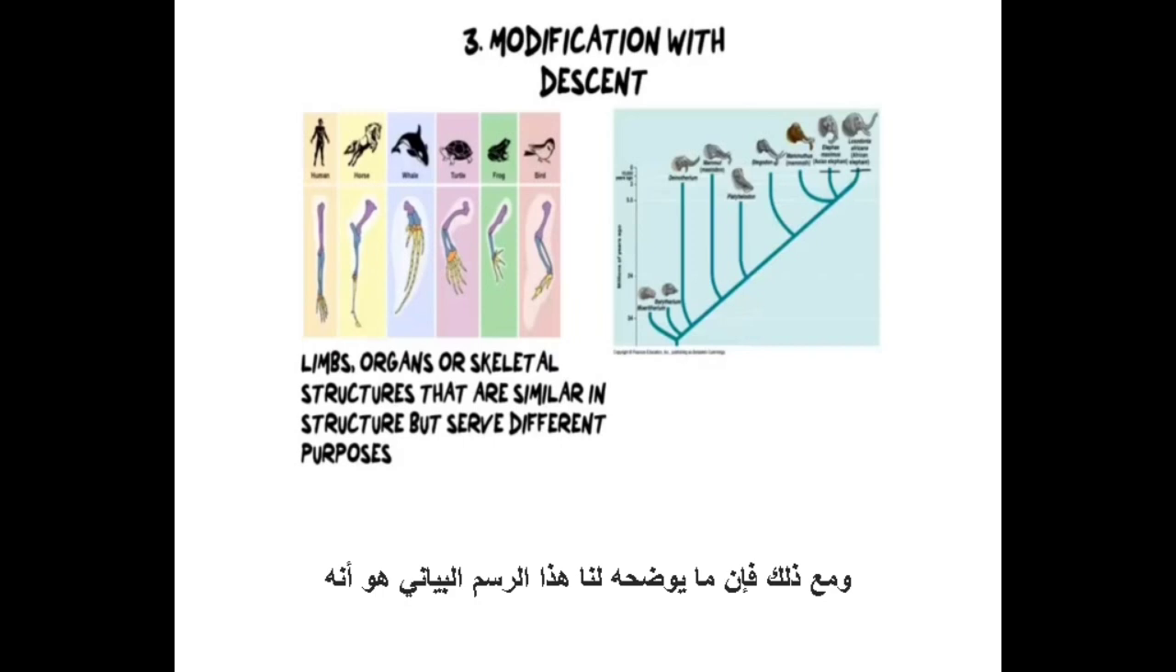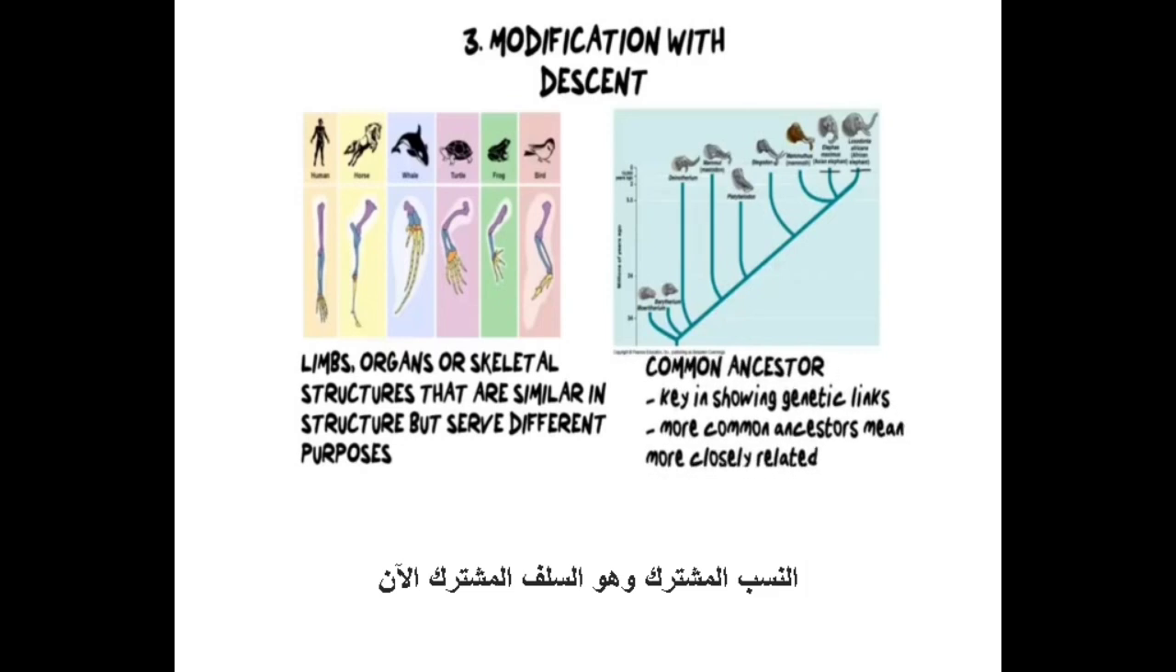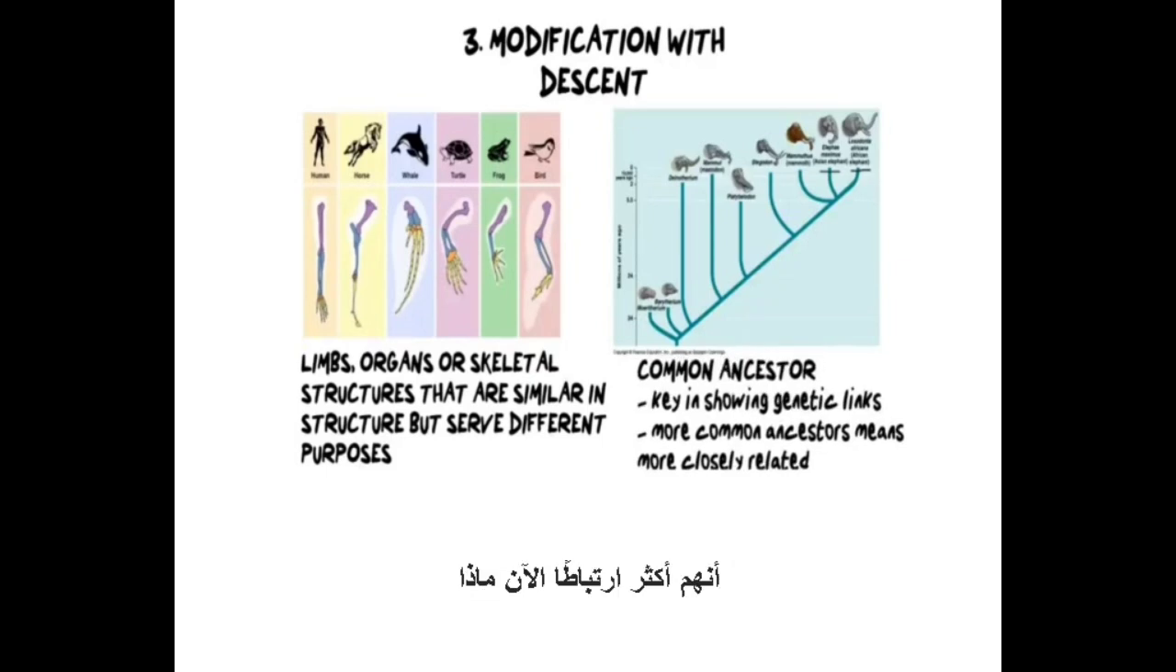However, what this diagram shows us is an important aspect of common descent, which is a common ancestor. Now, common ancestors are key in showing genetic links, and more common ancestors means that they are more closely related. Now, what does that mean for us in this diagram?